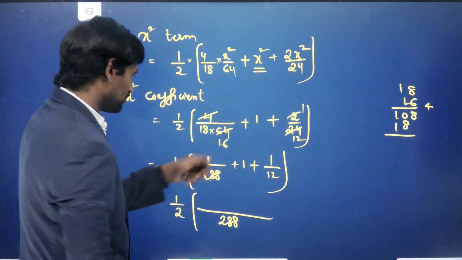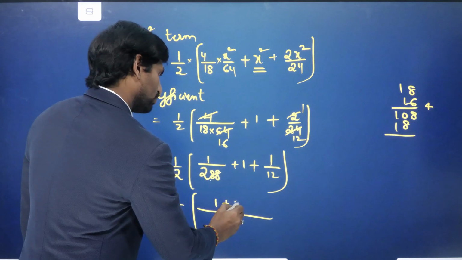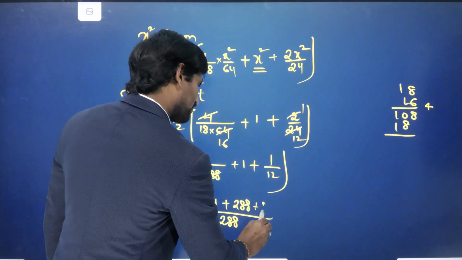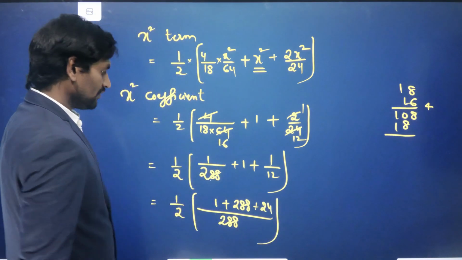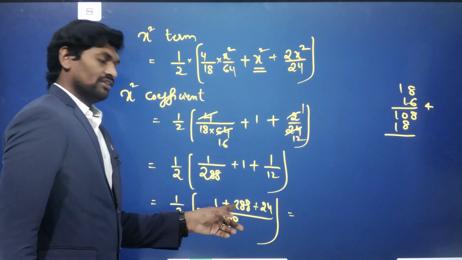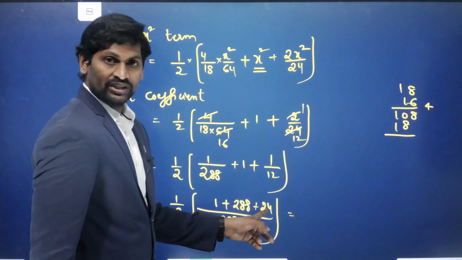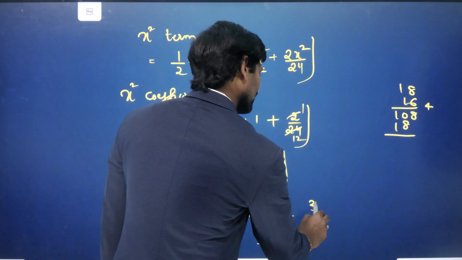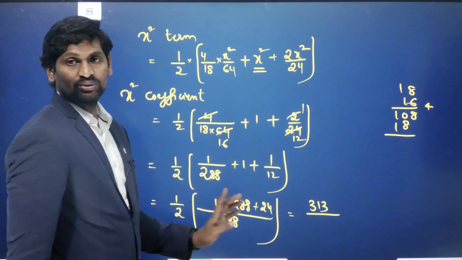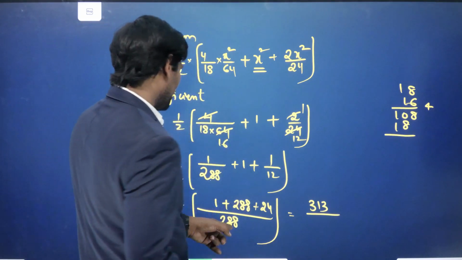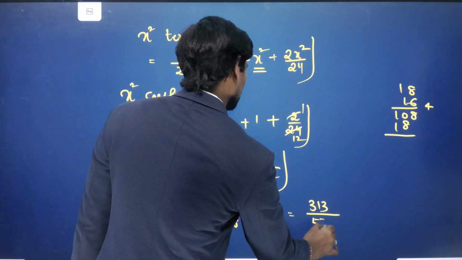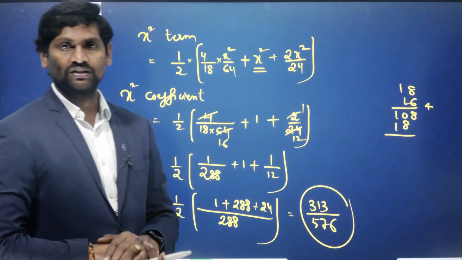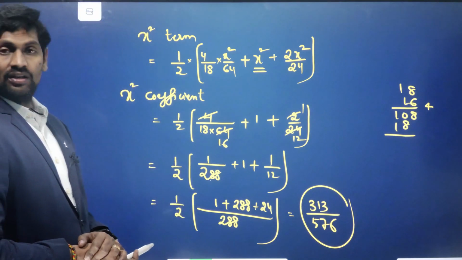288 into 288 1 time, numerator as it is 1. 1 into 288 is 288. Plus 12 table 288, 24 times will come, here 24. Now add the numerators. So 280 plus 20, 300, 8 plus 4, 12, 312 plus 1, 313. And denominator 2 into 288, so 576. So this is our required answer. That is nothing but coefficient of x square. Okay? Check.